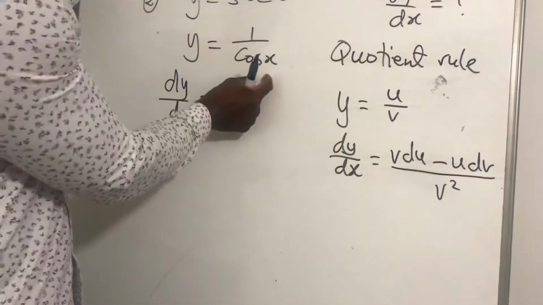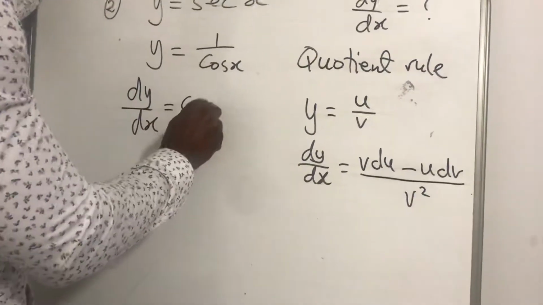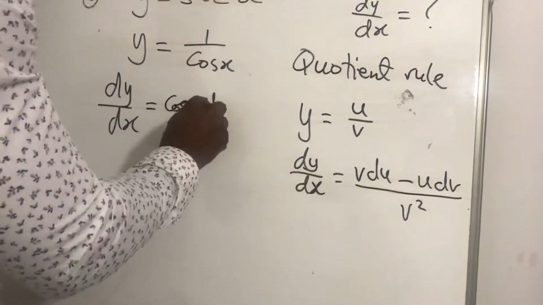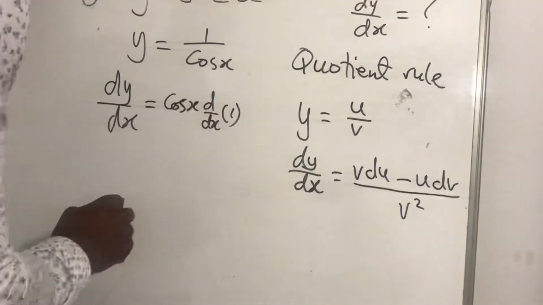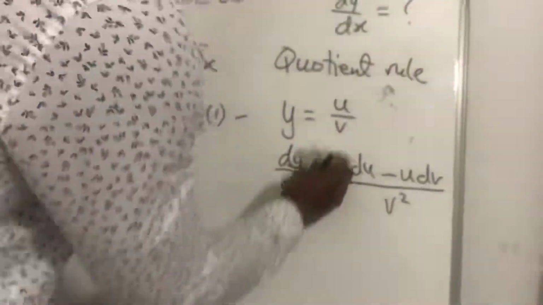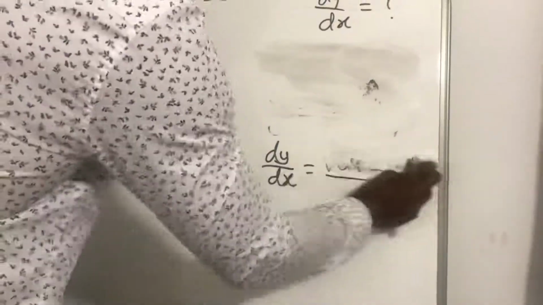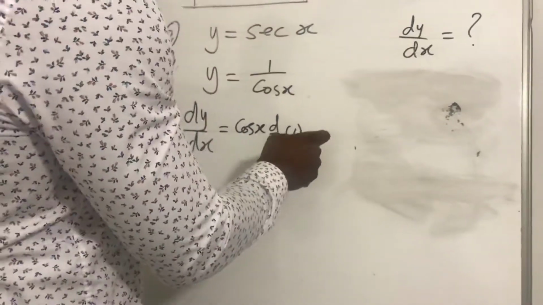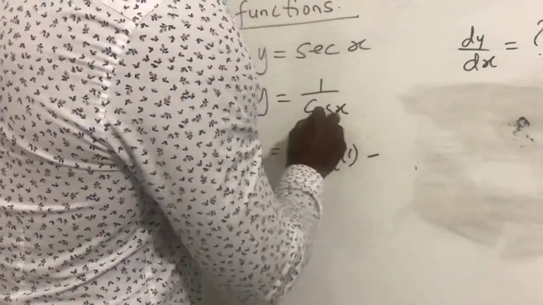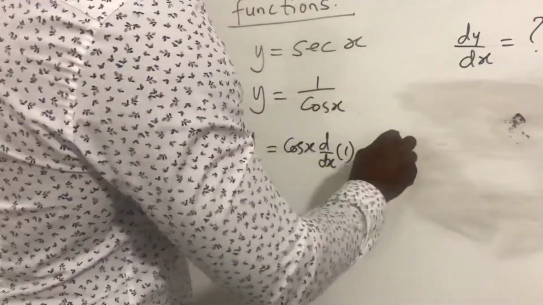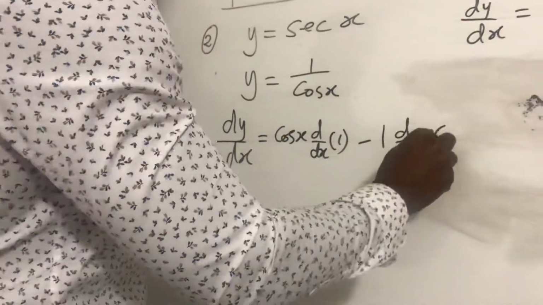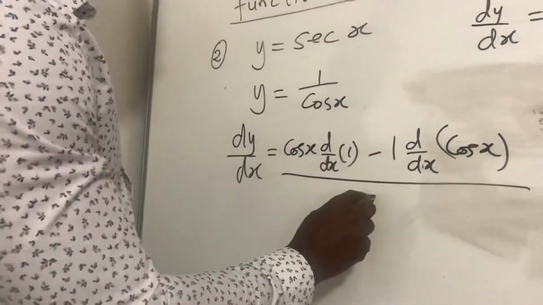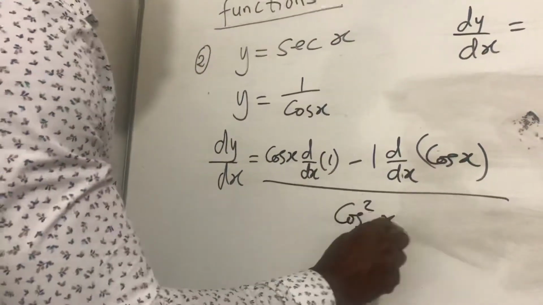So here, our dy/dx is equal to, we hold the denominator constant, so we have cos x, and we differentiate the numerator. The numerator is constant, so when you differentiate 1, it is 0. Then we have a takeaway. We differentiate now the denominator, cos x, so we hold the numerator constant, so 1 is held constant, and we have d/dx of cos x. And we have all of this divided by the denominator squared, in this case cos squared x.